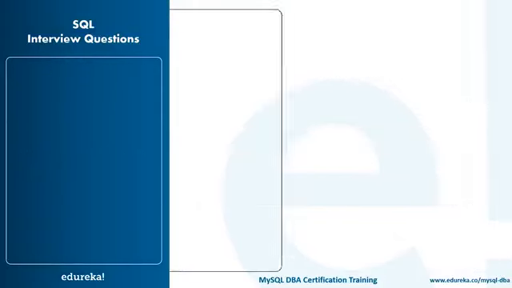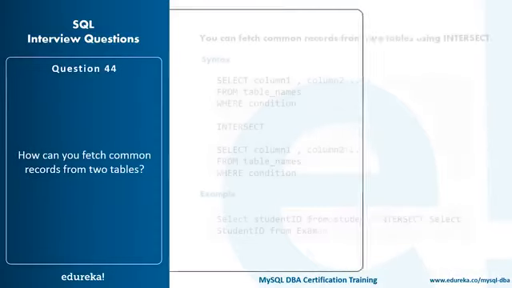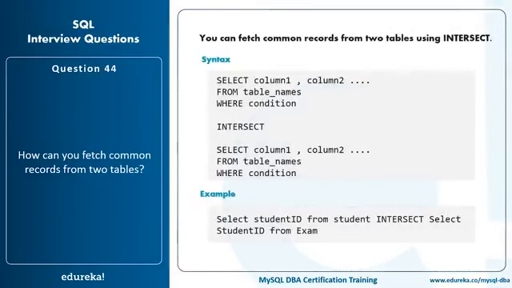Now let's move forward to our next question, that is, how can you fetch common records from two tables? Well, you can fetch common records from two tables by using the intersect statement. So the syntax of intersect statement is, as you can see on the screen, it's basically select column 1, column 2 and so many columns from the table name where condition, basically you mention the condition over here, then you mention the keyword intersect and then again mention another table name, right? So that is again you mention select the columns from a specific table where the condition matches. So that's how you use the intersect command.